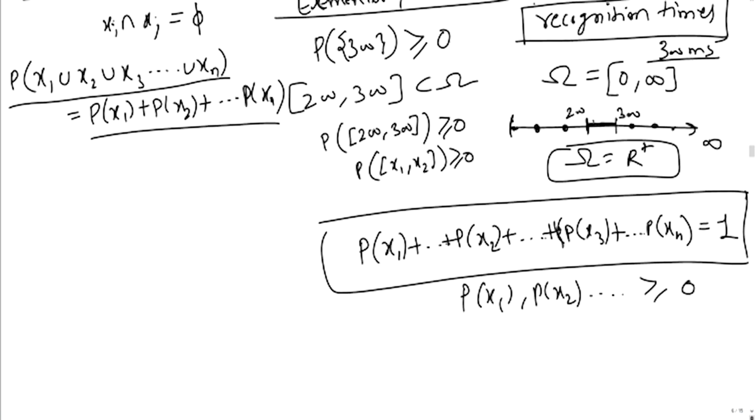Now, how many such elementary events do we have? Infinite. How many elementary events do we have between x1 and x2? Infinite. How is it possible that the summation of their probabilities is equal to 1, and also their individual probabilities are greater than or equal to 0? This can only hold if each of these individual probabilities tends to 0.